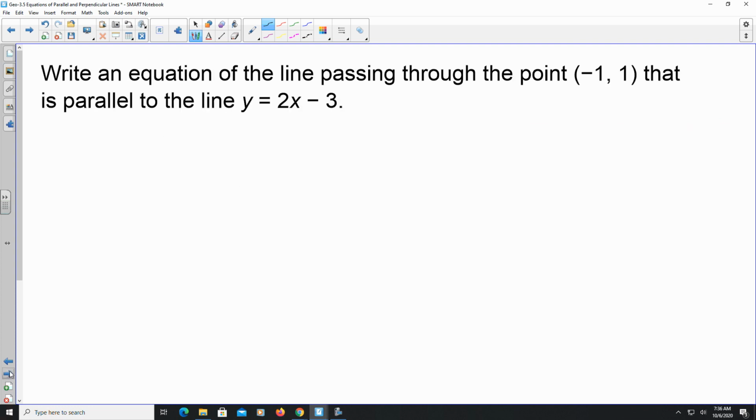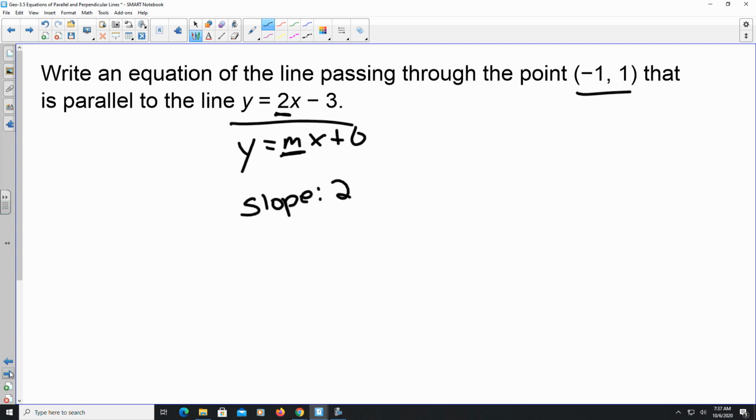Here they're asking us to write an equation of a line that passes through the given point, -1, 1, and is parallel to the line y equals 2x minus 3. Anytime they give you a line, we want to make sure that we can identify the slope, all right? So since it is in fact in slope-intercept form, I can identify the slope. The slope in this case is 2. So since the slope is 2, that means the equation of our new line must have a slope of 2 as well. So my new slope is going to have to be 2.